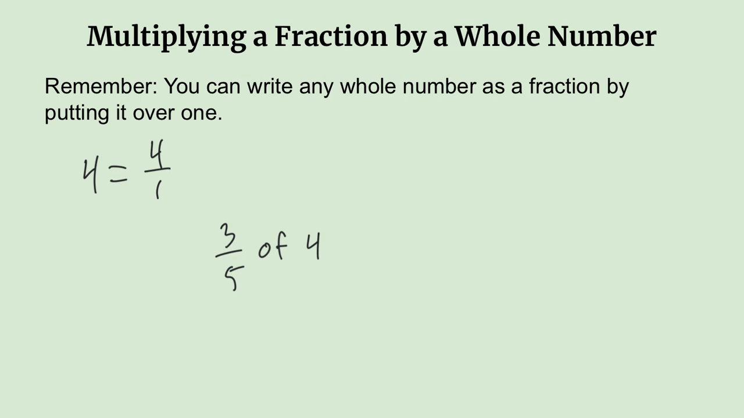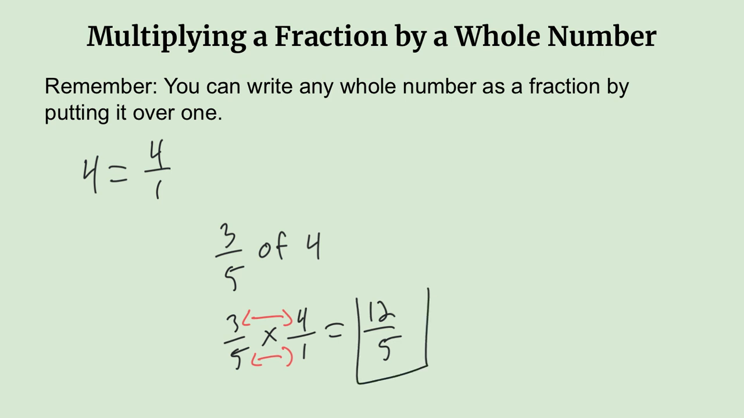So what we would do here is rewrite this as 3/5 times 4 over 1. And like we just talked about, we'll multiply straight across. So we would then have 12 on top, 5 on bottom, and we would leave our answer just like that.